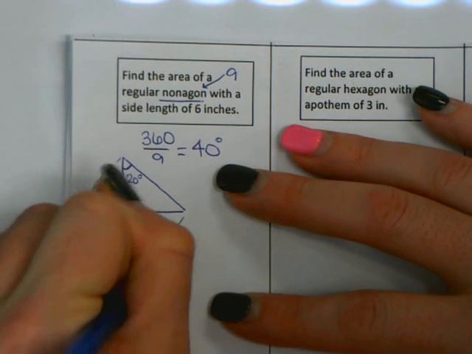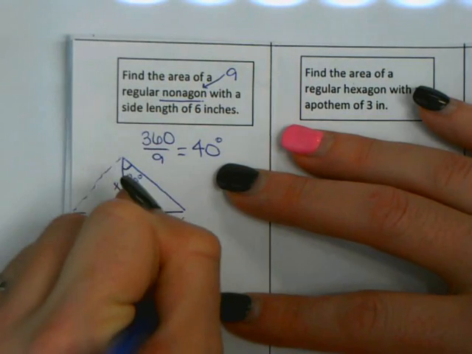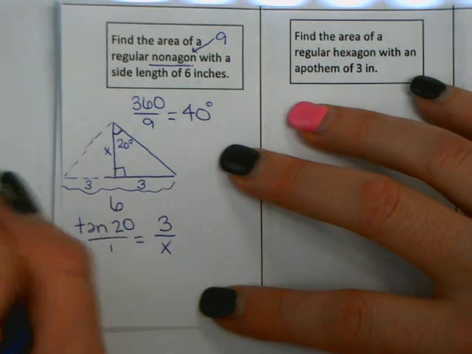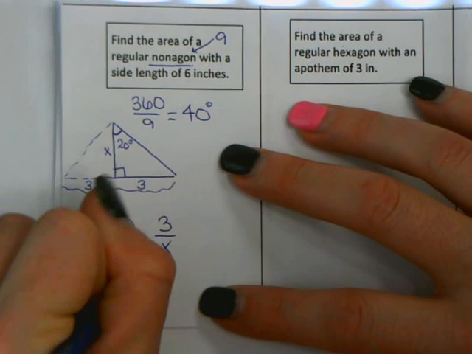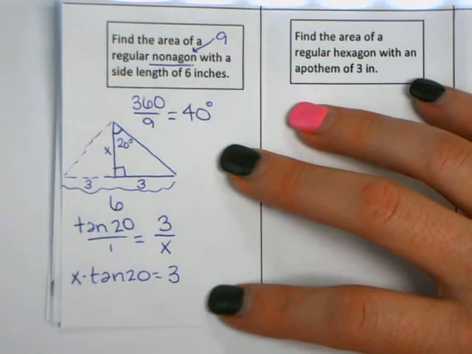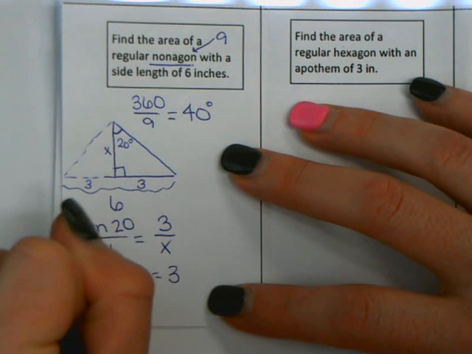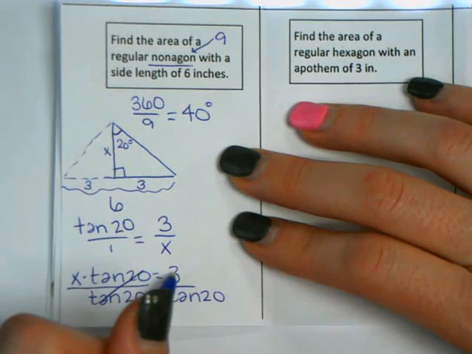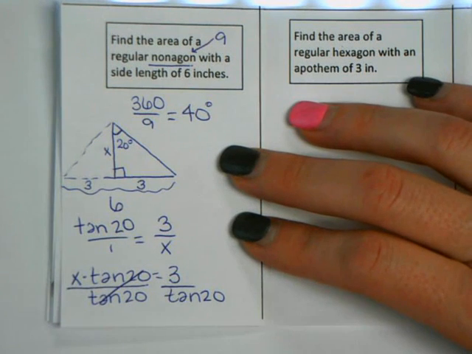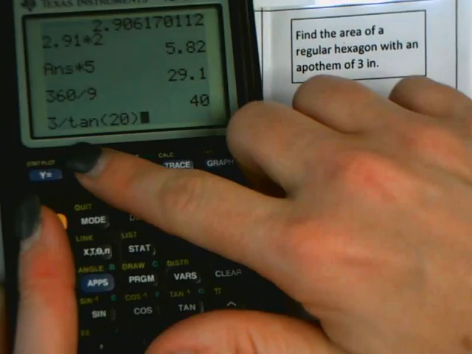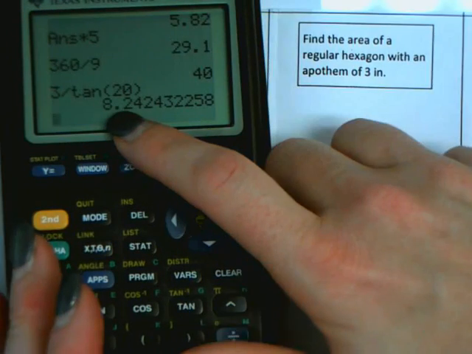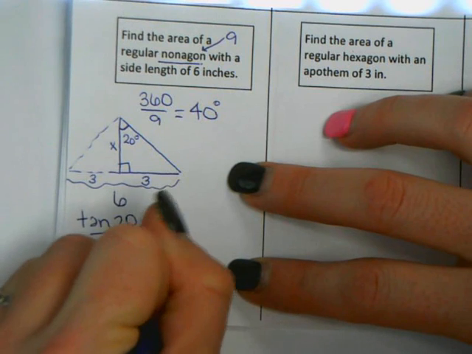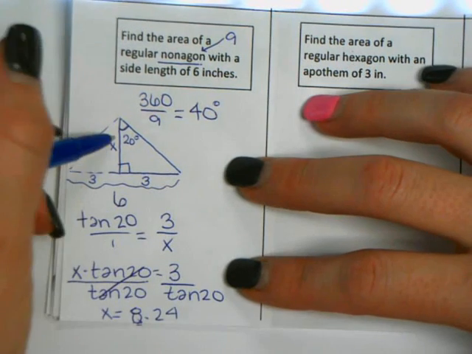What do I have? What do I want? Again, tangent's going to be needed. So tangent of 20 degrees equals opposite over adjacent. And hopefully you remember how to solve these. They're a little bit different. I have to cross multiply. X times tangent of 20 degrees equals 3. Now remember, tangent of 20 degrees stays together. And what I'm putting in my calculator is 3 divided by tangent of 20 degrees. Here you go. Hit enter. I will round, so I'm going to say 8.24.